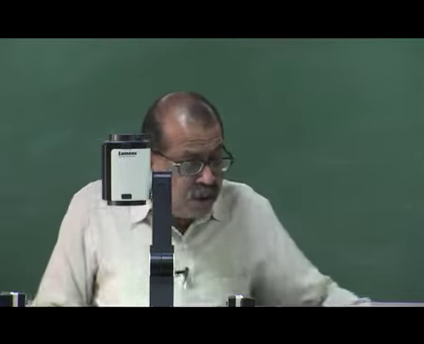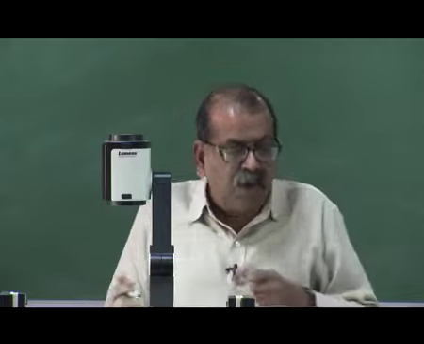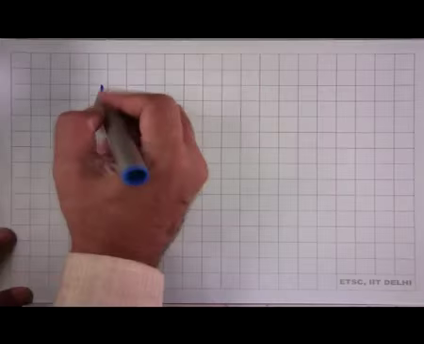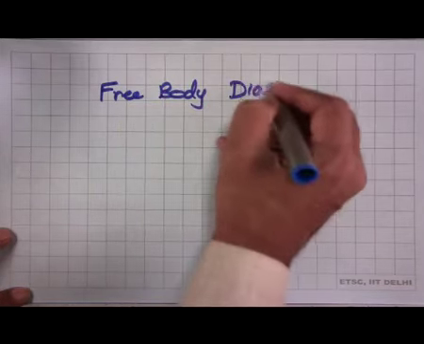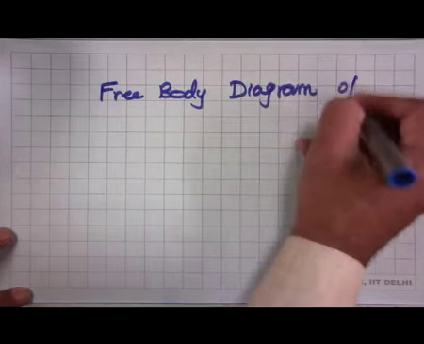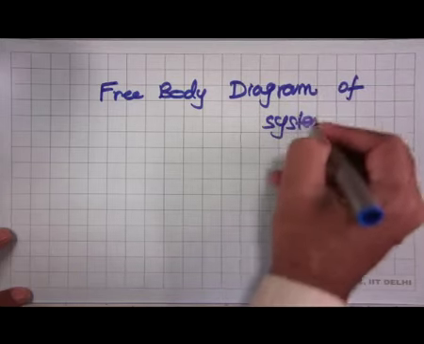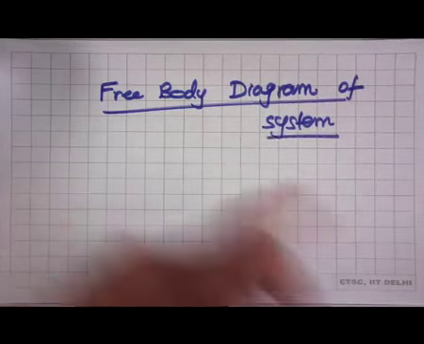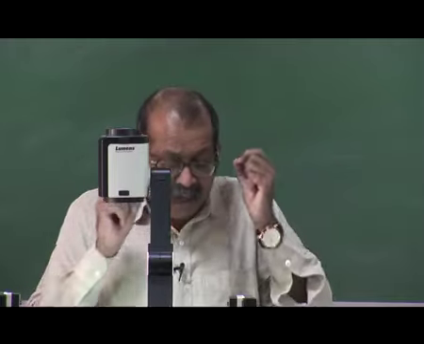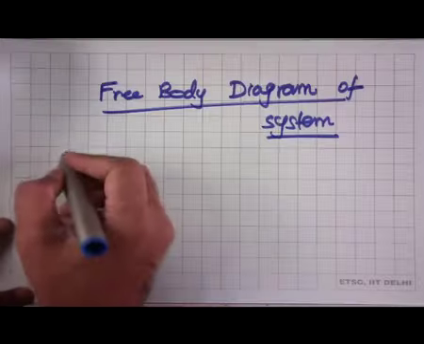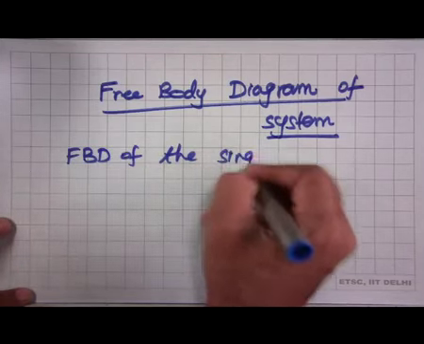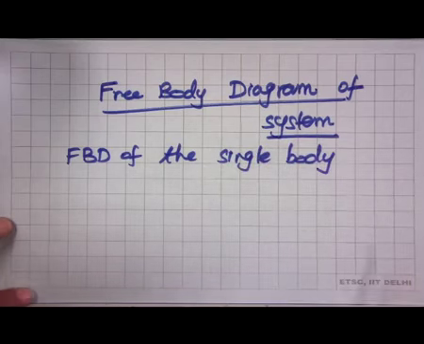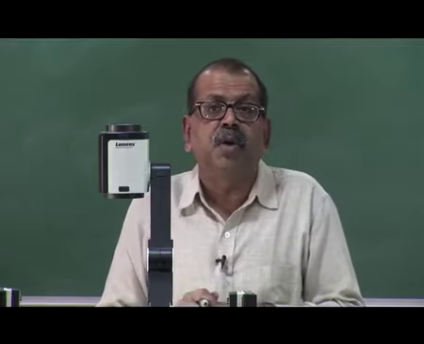Now, when we solve the problem, the first step is what we call drawing a free body diagram of the system. I am using the word system so that we can generalize it later. In the current context, we will be drawing the free body diagram of the single body in which we are interested. Sometimes there may be two bodies. Let us first talk of the free body diagram of a single body.